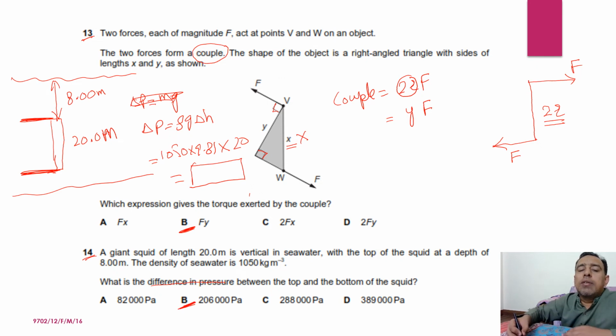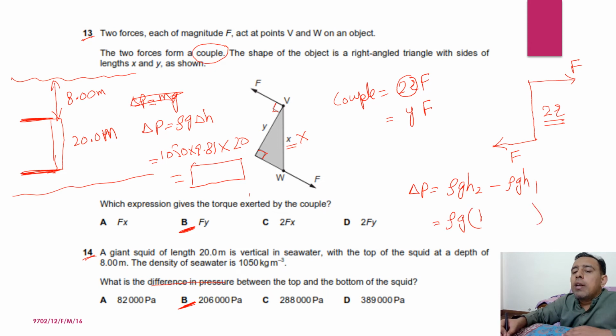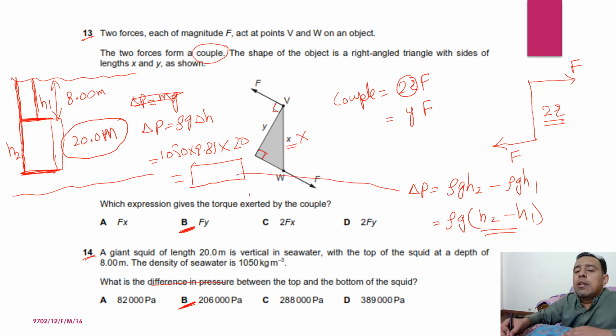And you may solve it like this one. If you write it as delta P is rho g h2 minus rho g h1, so rho g is common, that is h2 minus h1, and look at the h, this is h2 and this is h1. By subtracting h2 and h1, again this 20 meter is over there, so you can have the same answer. This was question number 14.